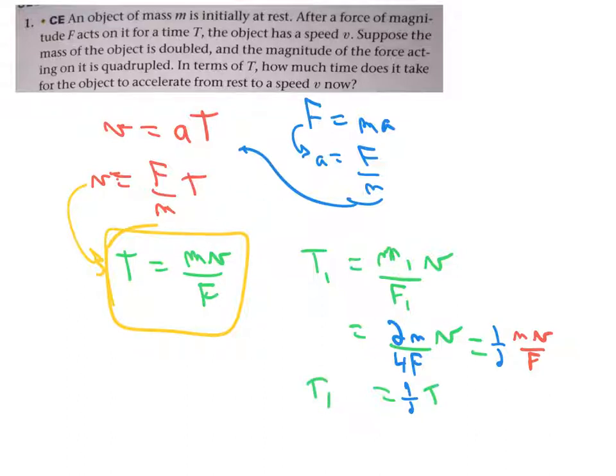So the new time to get to speed v is 1/2 the original time. We can look at this as saying that doubling the mass and quadrupling the force, if we go up to the top here, means that a became twice as large. And if it has twice the acceleration, it takes half the time to get to any given speed.